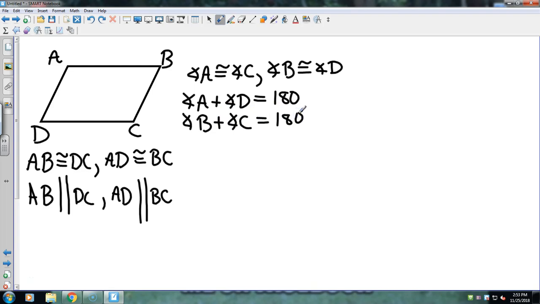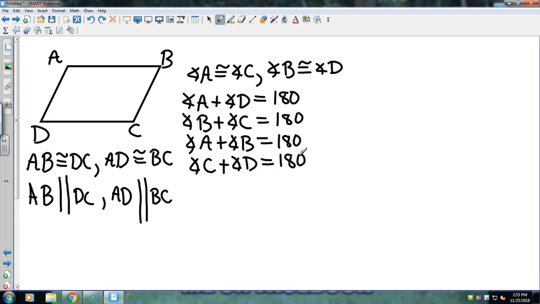Now we'll look at the ones that are directly across from each other because they are also consecutive. So that makes angle A plus angle B 180 degrees. And finally, angle C plus angle D is 180 degrees. So we have some side relationships, we have some angle relationships, and then we're going to finish it off with the diagonal relationships. And so I'm going to draw those in.